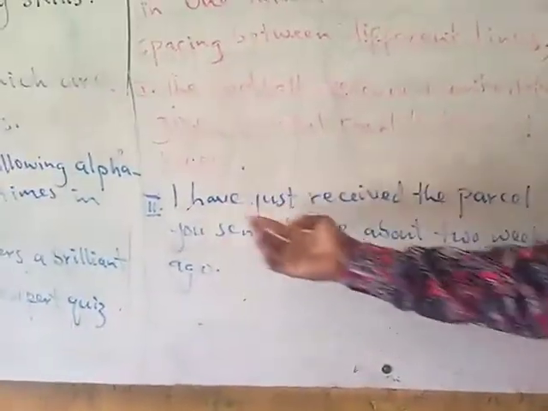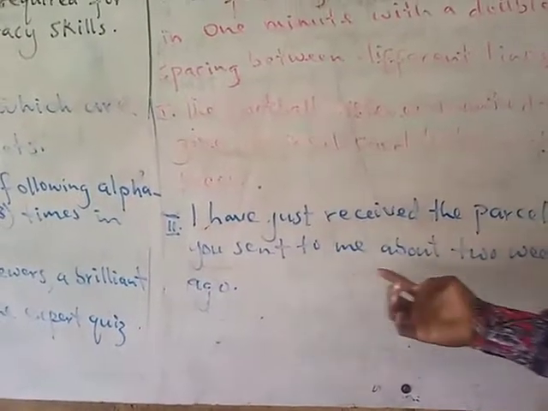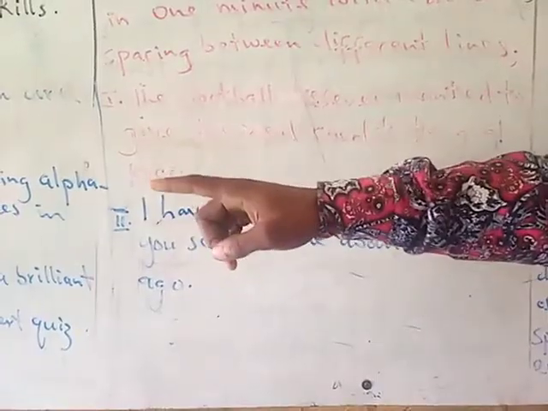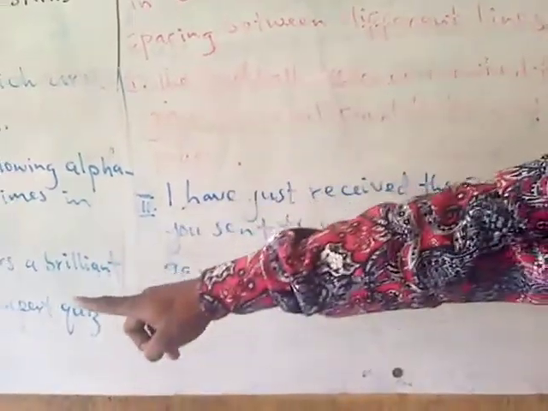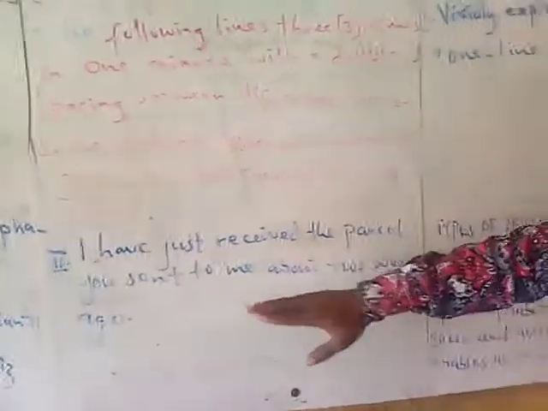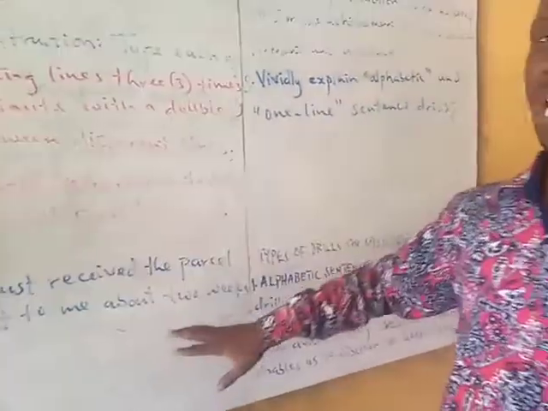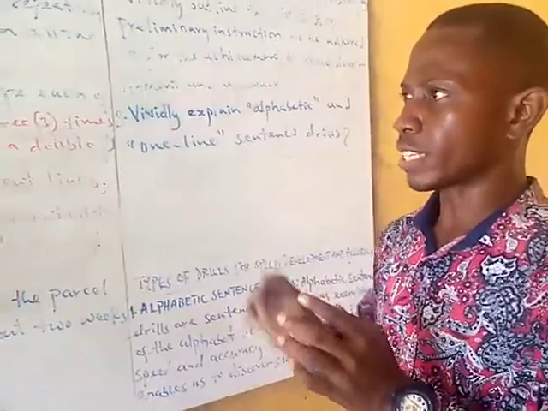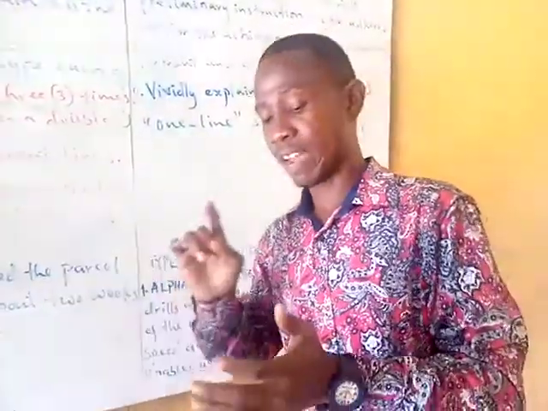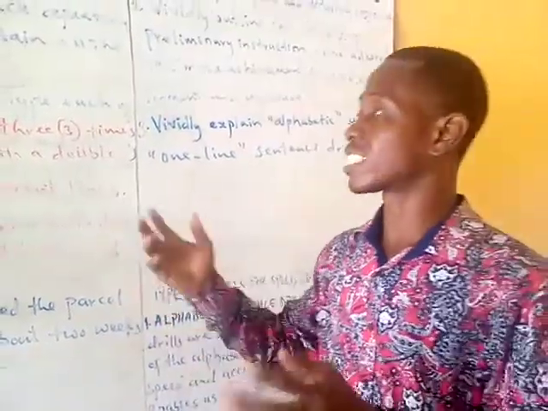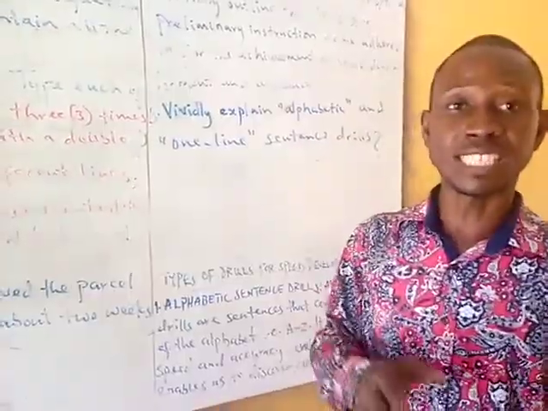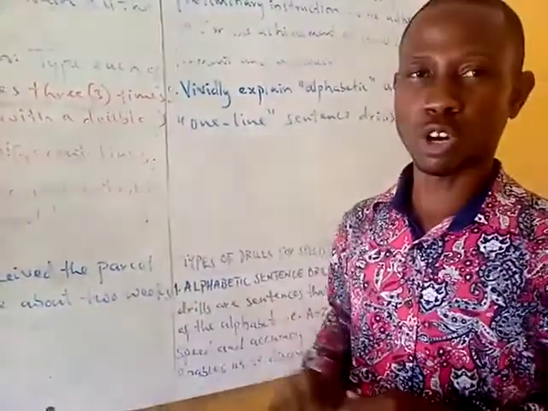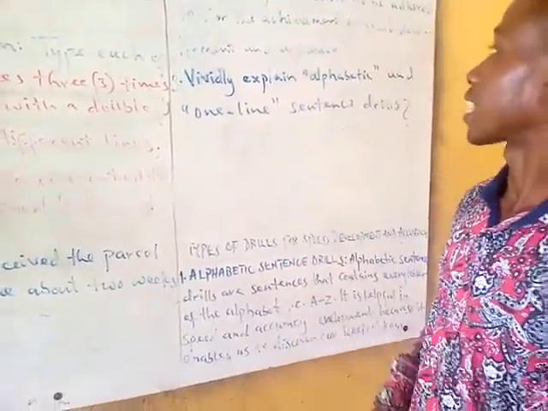Then on that example, say, I have just received the parcel you sent to me about 2 weeks ago. You also look at it, unlike the first one we did, the alphabetic sentence drill, which has all the alphabets A to Z. This one also does not include all the alphabets. So having said that, we stated that we have 3 types: the alphabetic sentence drill, the one-line sentence drill, and the short passages sentence drill. But for the sake of time, we are going to take the last one as our assignment.